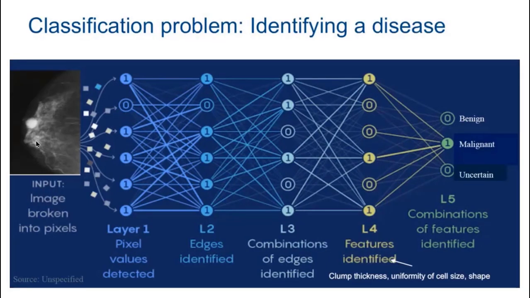The same is true for radiological images, for example, a mammography image. The machine first breaks the image into pixels. It then detects the values of the pixels. The next layer identifies different edges of the image. In the next layer, it combines the edges and identifies the features, and then combines the features together, and finally it can say that there is a malignant or benign mass in the mammography image.